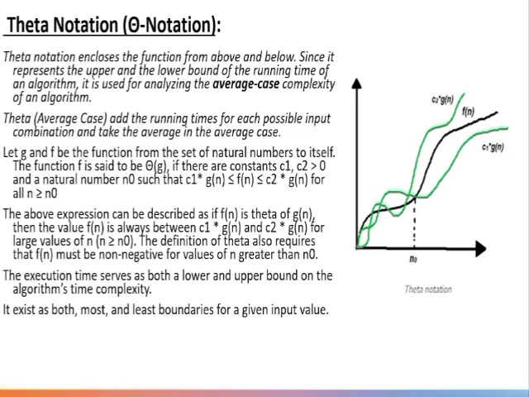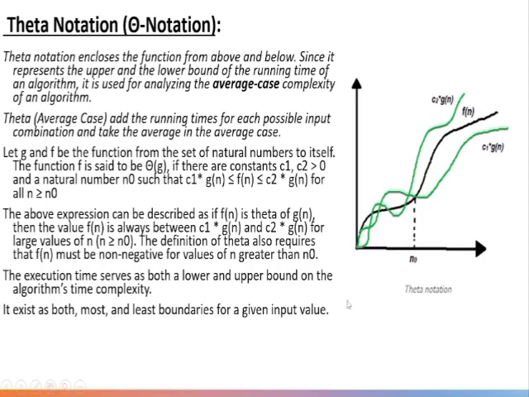Second one, theta notation. Theta notation encloses the function from above and below. Since it represents the upper and the lower bound of the running time of an algorithm, it is used for analyzing the average case complexity of an algorithm. Theta adds the running times for each possible input combination and takes the average in the average case. Again, on the right side, the graph is shown.